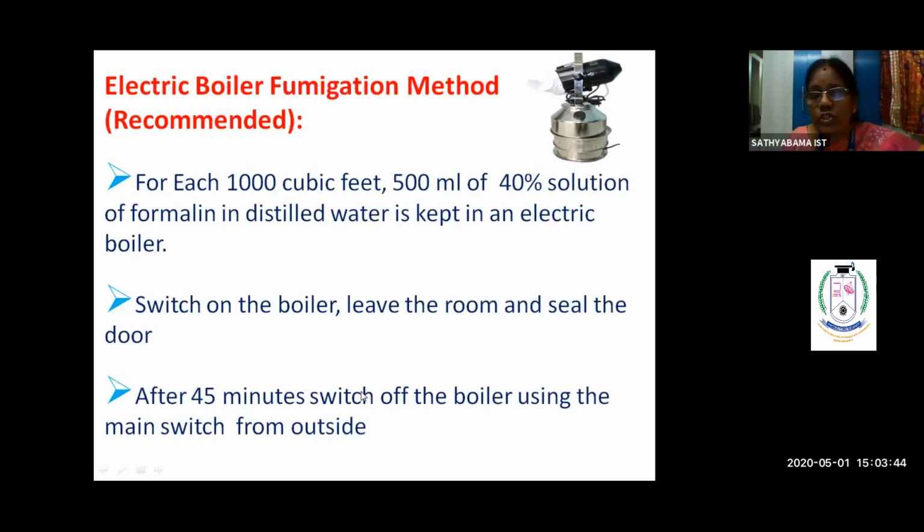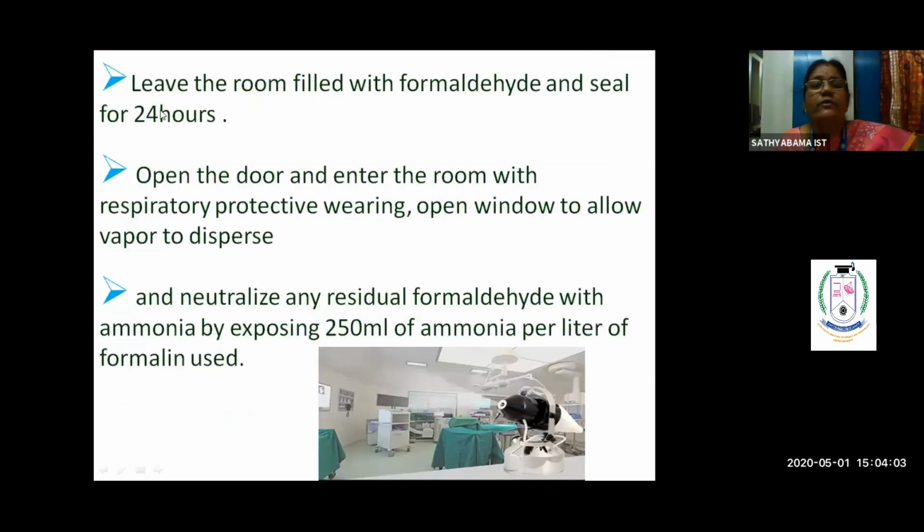Then you have to switch off from outside. You should not open the room and go inside to switch it off. We have to arrange it in such a way that you can control the boiler from a switch outside, or put off the main switch. The vapor that has been generated will fill the entire room, and you have to allow it to stay there without opening for 24 hours.